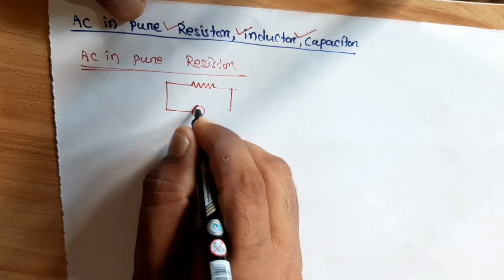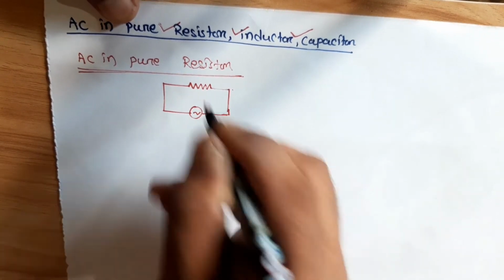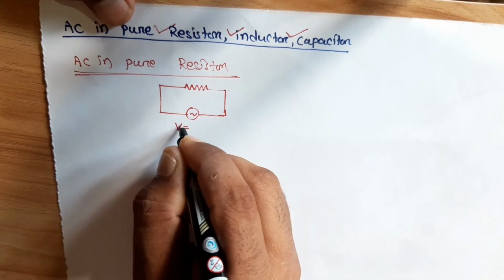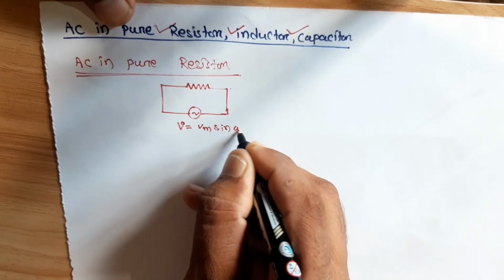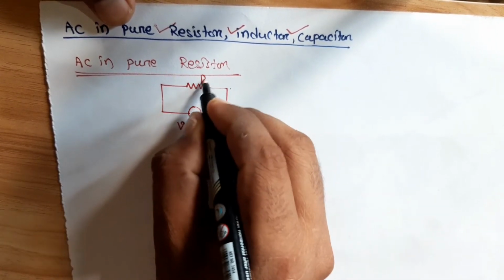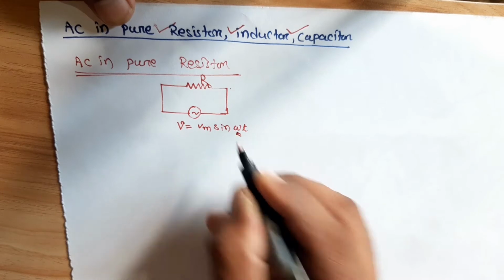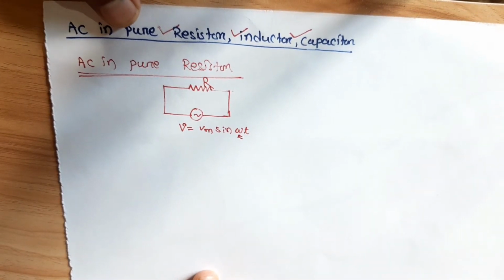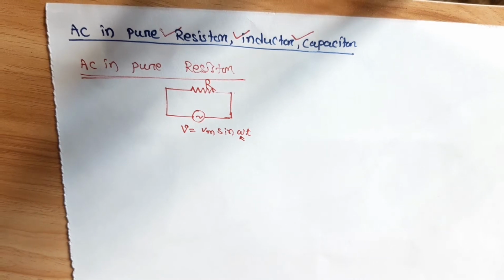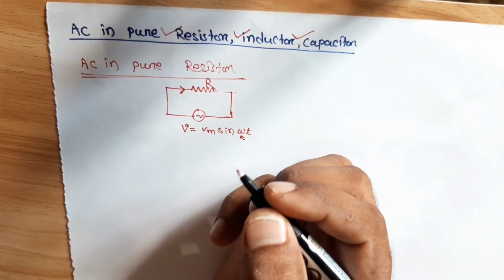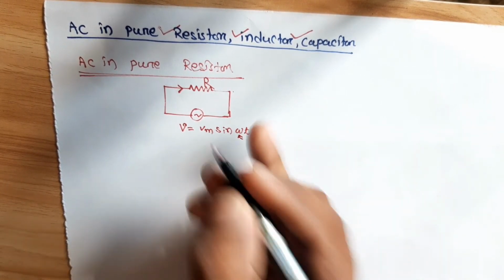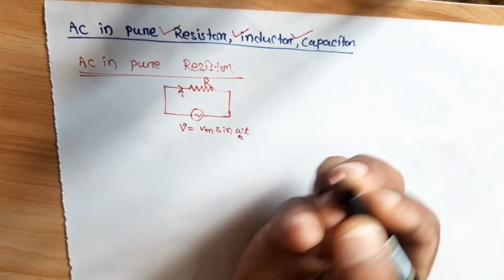We supply this AC voltage. This is Vm sin omega t. Here this omega is the angular frequency with respect to time. All of you know about a resistor. A resistor is a material that opposes the flow of electric current. Whether it is AC or DC, it opposes all electric current.